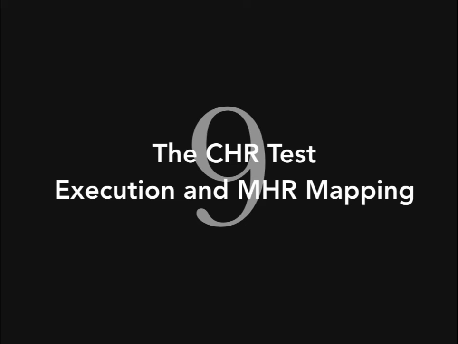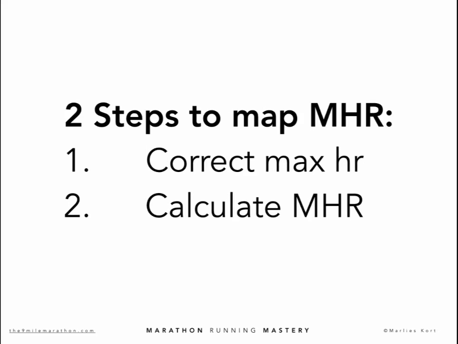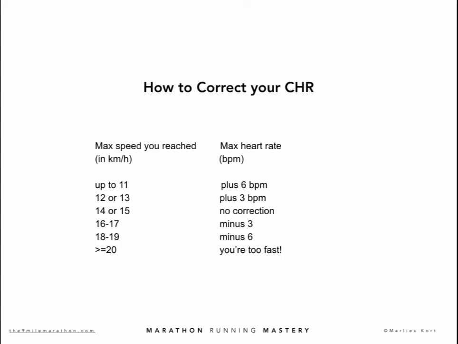For this explanation, I will use two sample test results. The CHR you found is, for example, 150 beats per minute. And the speed you reached is, for example, 12 kilometers per hour. To find your MHR, we have to follow the next steps. 1. Correct your CHR based on the end speed you reached. 2. Calculate your MHR based on the corrected CHR. Let's first have a look at point number 1, the correction we have to make on your CHR.